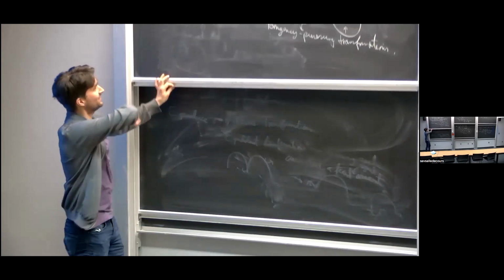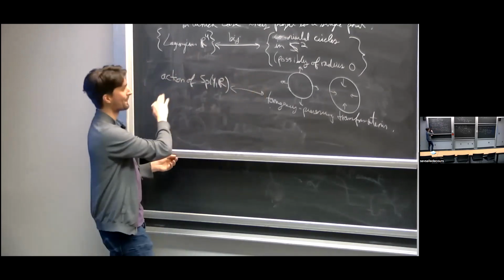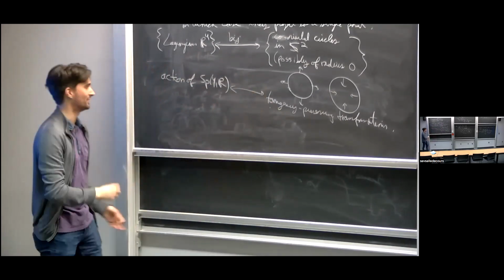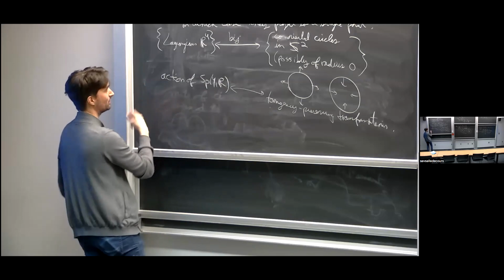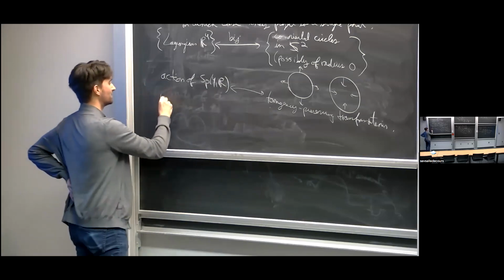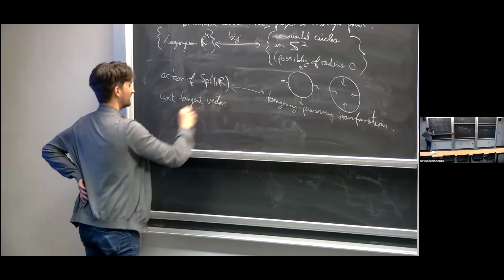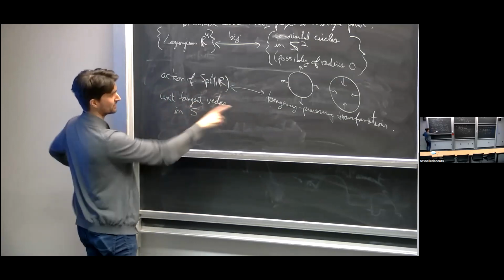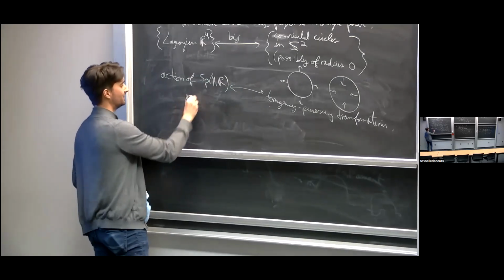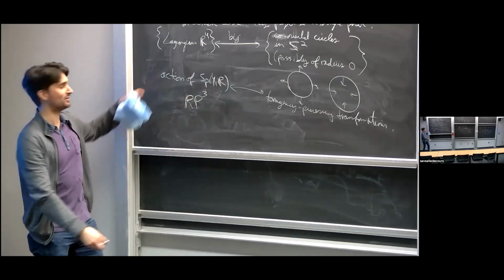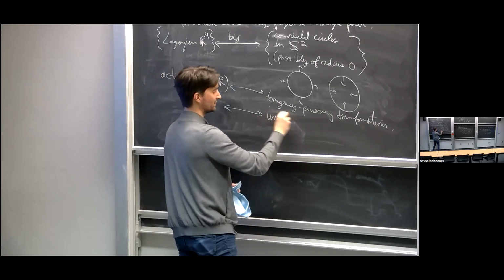So here I have started a dictionary where I have Lagrangians correspond to circles. The action of SP4 is a tangency preserving transformation. What else do I have? I have contact elements in RP3, or unit tangent vectors in S2. Oh, this goes on that side. RP3 on this side has an action also of SP4R. And on this side, it corresponds to unit tangent vectors.